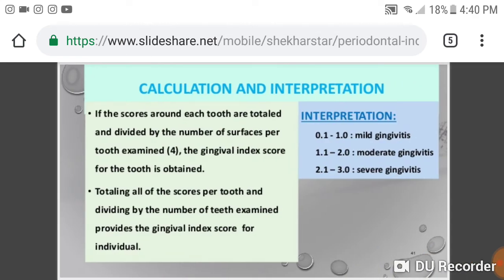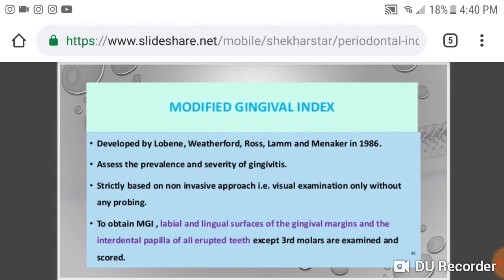Calculation and interpretation. If the scores around each tooth are totaled and divided by the number of surfaces per tooth examined, the gingival index score for the tooth is obtained. Totaling all of the scores per tooth and dividing by the number of teeth examined provides the gingival index score for the individual. Interpretation: 0.1 to 1.0 mild gingivitis, 1.1 to 2.0 moderate gingivitis, 2.1 to 3.0 severe gingivitis.